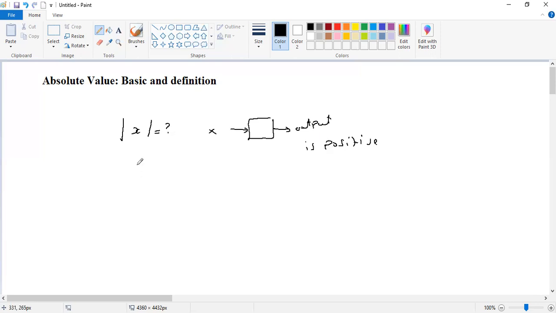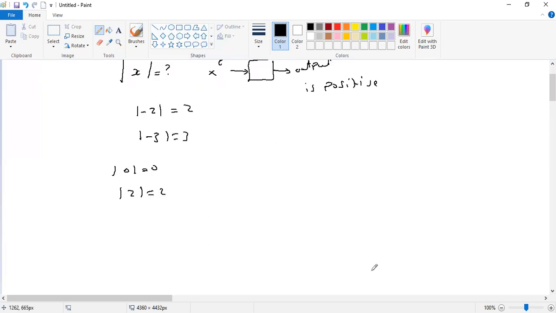That means if the input is -2, the output is 2. If the input is -3, the output is 3. If I put input here -2, the output is 2. And if I say 0, it is the same, 0, no sign. If I say 2, the output is 2. The output is always positive.